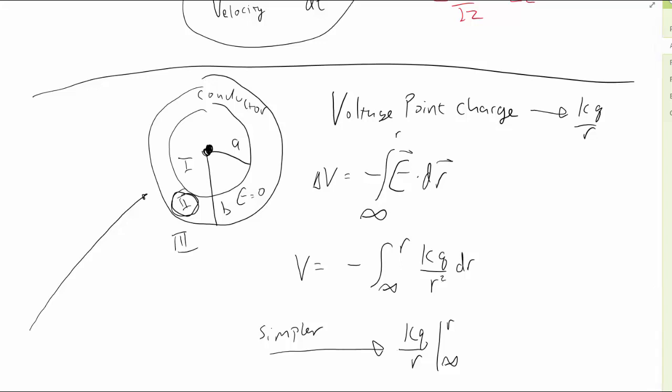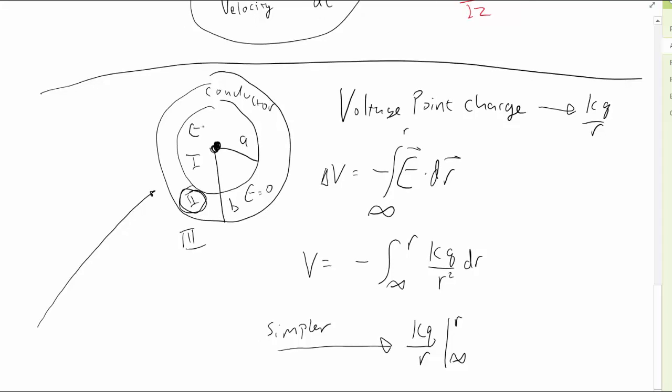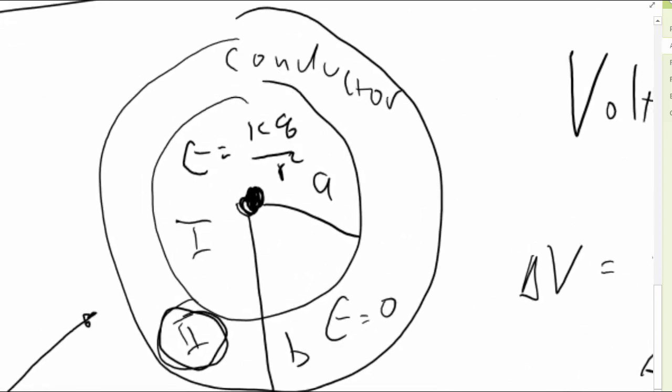How much charge is enclosed? Q. Does that change as I change R? No. Okay, so we know inside here, my electric field is KQ over R squared. Yeah, because it's a point charge. Okay? How about in region 3?